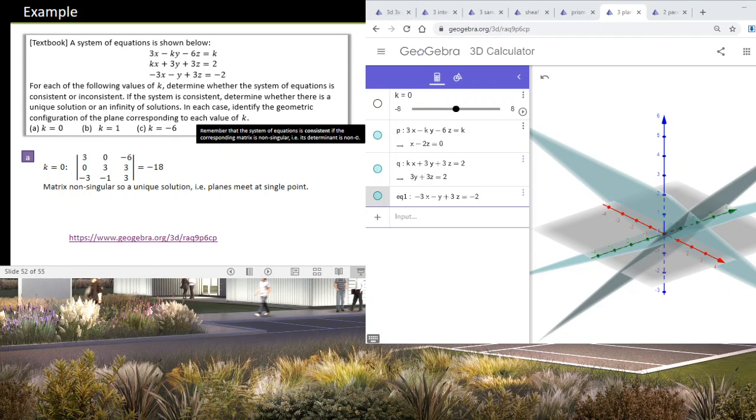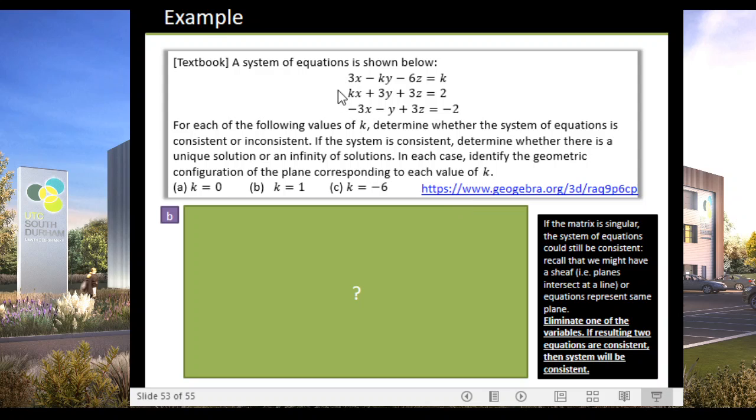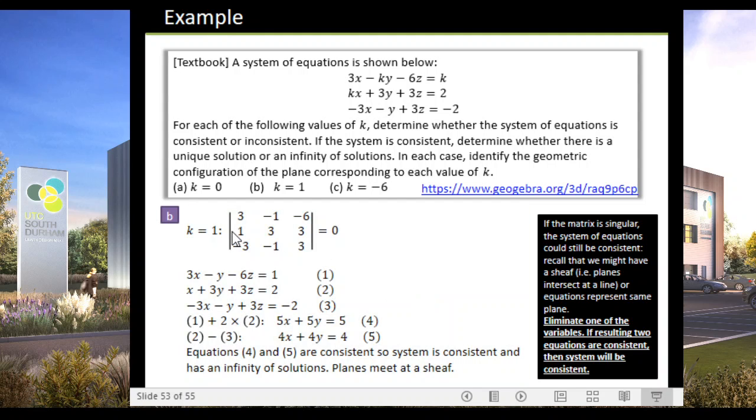Next situation is looking at if k equals 1. So if k equals 1, again, all we're going to do is write out this system of equations with k equals 1 substituted in. When we've done that, we're going to first of all go through with k equals 1 substituted in and see what we find. We will first of all find when k equals 1 that the determinant of this matrix is equal to 0.